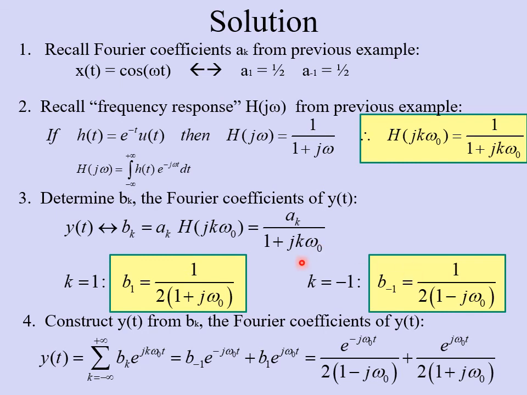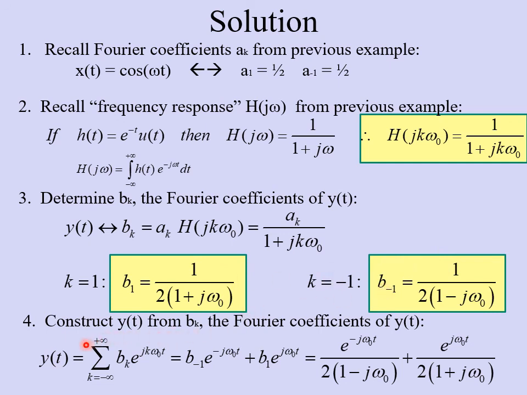These two results shown in the yellow boxes are the Fourier coefficients, the b sub k, for our output. The last thing we have to do now is to figure out what our output y of t is in the time domain, given these Fourier coefficients in the frequency domain.